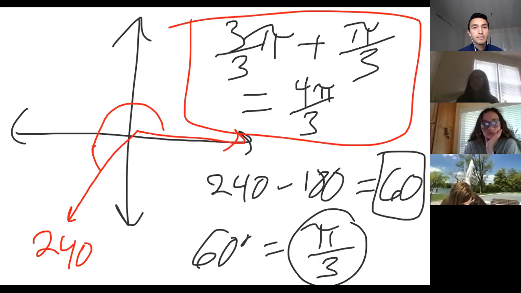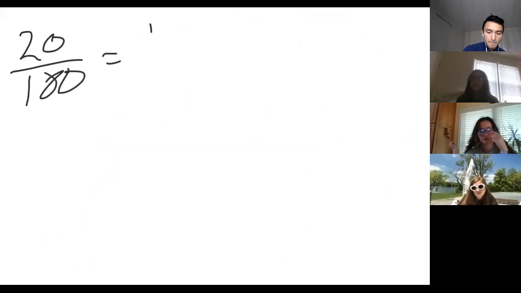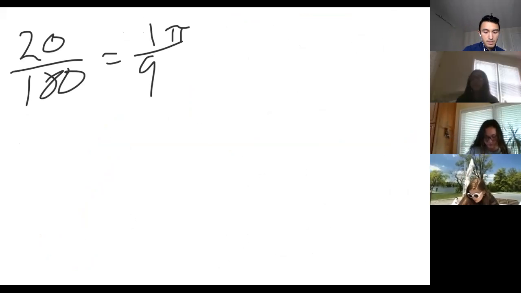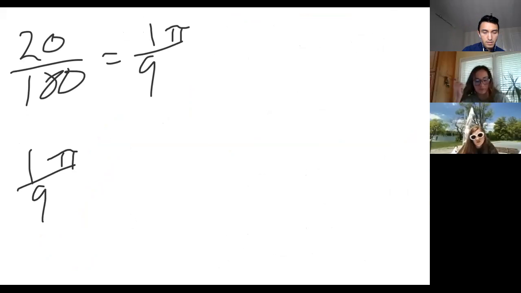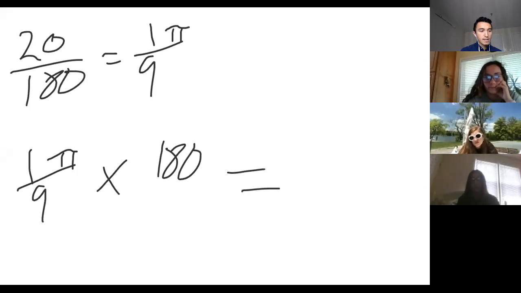Cool. Sweet. And then going backwards. Going backwards is a little bit different, but if you think about what we did to go from degrees to radians, we divided by 180, right? What do you think we're going to do to get from radians to degrees? Just the opposite. Which is? Multiplying. Multiply, exactly. So if we multiply by 180, now I had 1/9 pi.